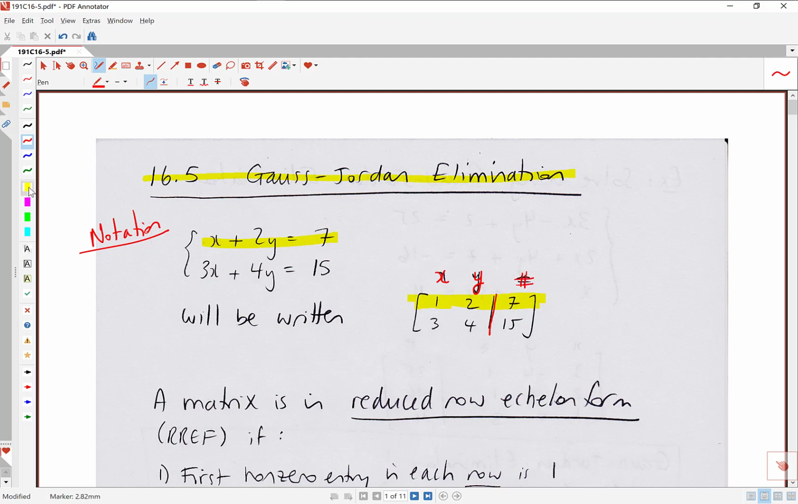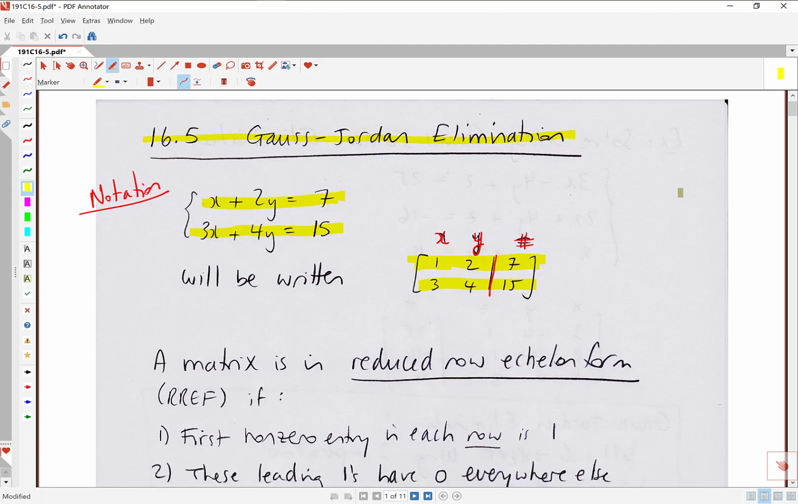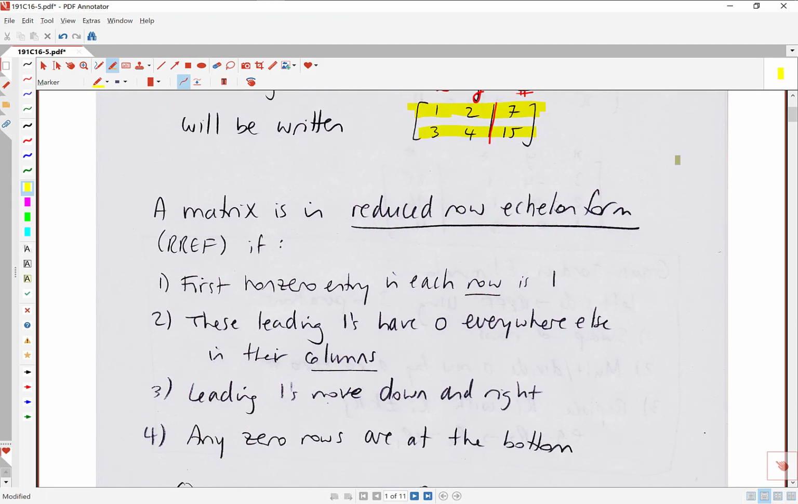So the equation x plus 2y equals 7 becomes 1, 2, 7 when we put it into the shorthand notation. Similarly, the equation 3x plus 4y equals 15 becomes 3, 4, and 15 when we put it into the shorthand notation. Now we need one definition to get going with this section.